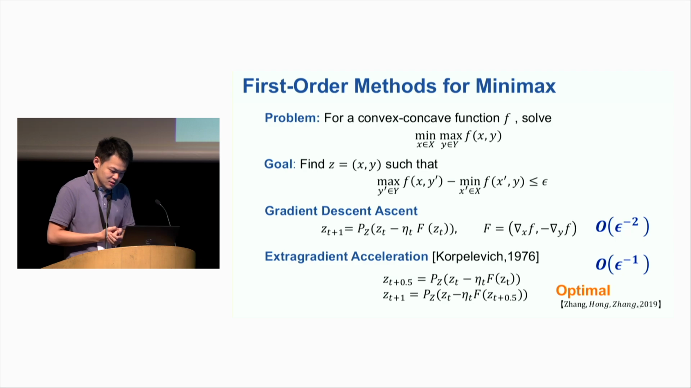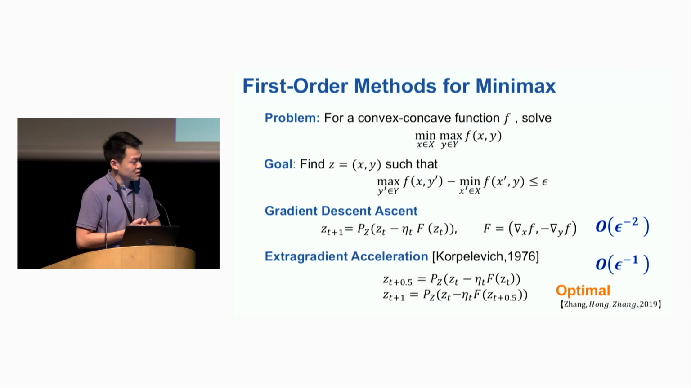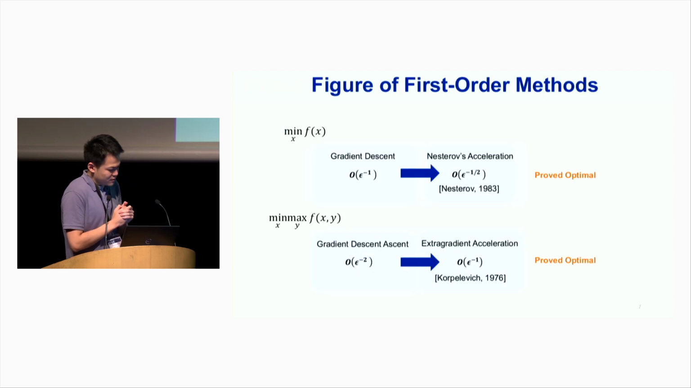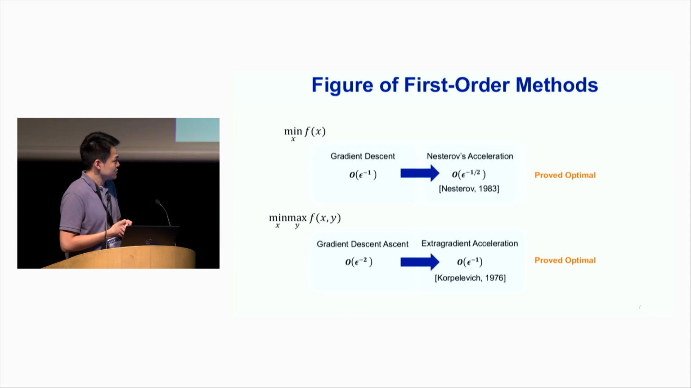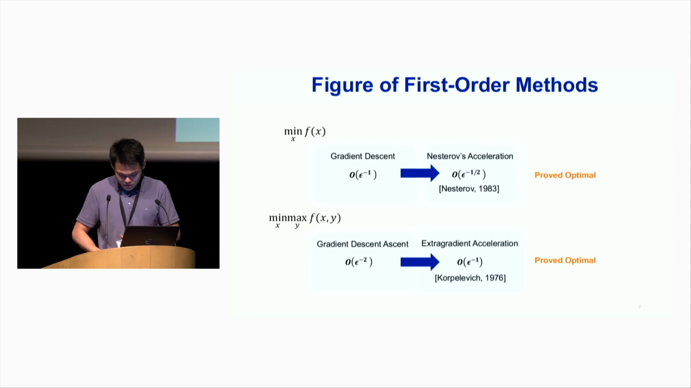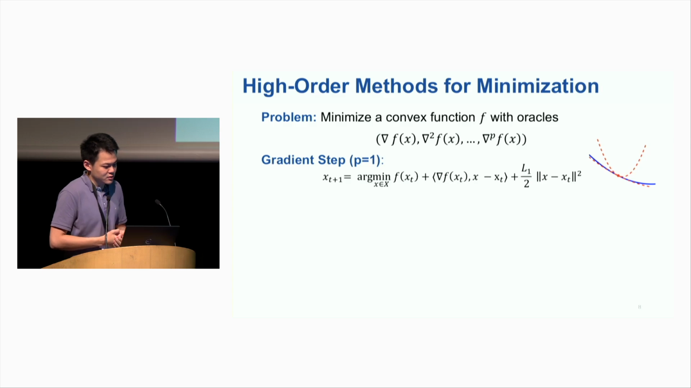At least explicitly in 2019, this was proved to be optimal for convex-concave smooth problems. Okay, so all these are first order methods, and we see that Nesterov achieves the optimal minimization algorithm, and extra gradient achieves the optimal min-max optimization algorithm. Okay, and so let's look at what happens for higher order methods.